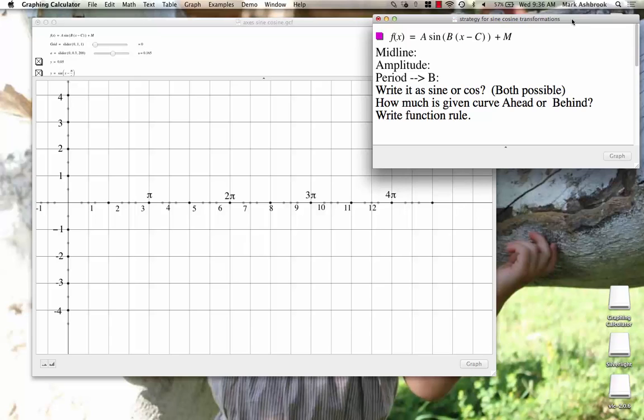Do the midline first, and then the amplitude, and then the period, and then we write it as a sine or cosine. Both are possible. And after we get an initial sine or cosine curve, the very last thing we'll do is talk about whether our curve is ahead or behind sine or cosine. Okay? So let's just jump right into it here.